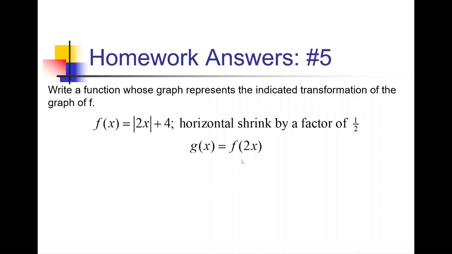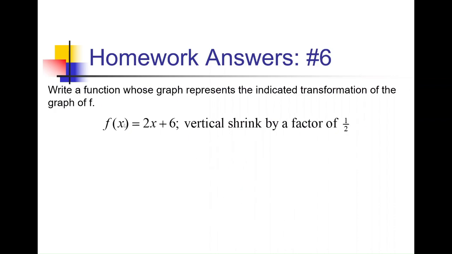At this point, I'm just going to replace the x in the f function with a 2x. So this is going to be absolute value of 2 times 2x, all that plus 4, which just simplifies to absolute value 4x plus 4.